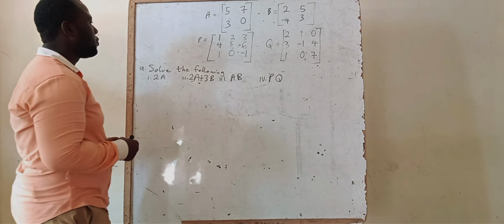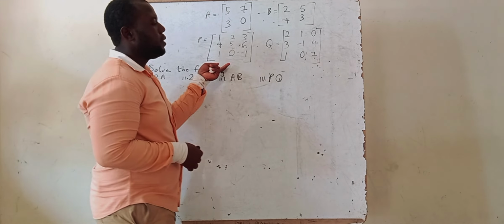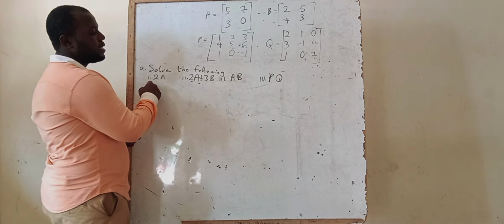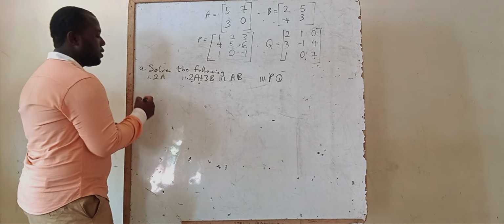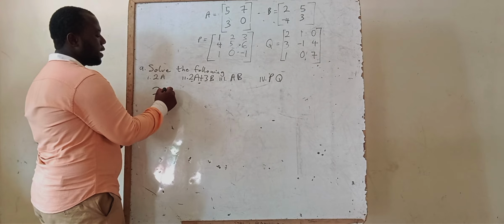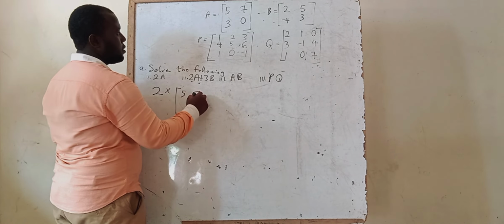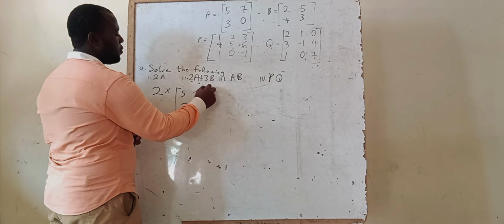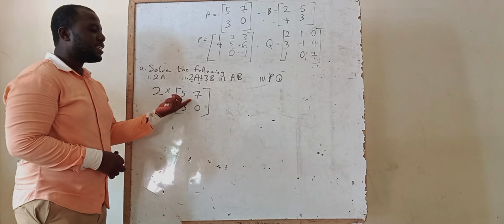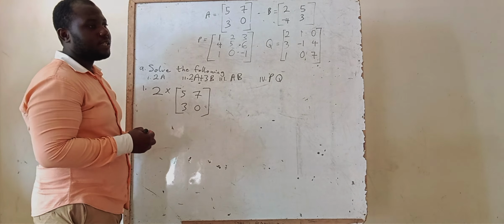So we have matrices A, B, P, and Q, and it says solve the following. I says solve 2A. So let's take 2. 2 is a scalar now. It will multiply A. A is 5, 7, 3, 0. Scalar multiplication is in such a way that the scalar will multiply each element in the matrix. That's only for I. The scalar will multiply each element in the matrix.